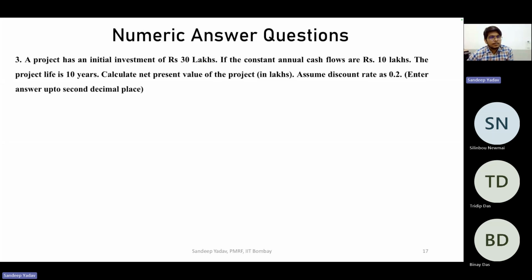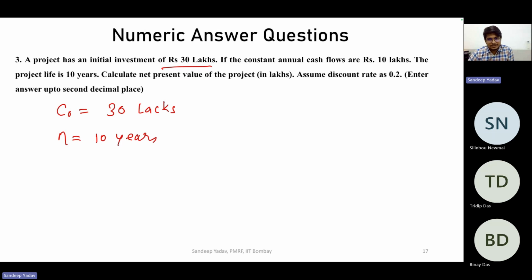It says a project has an initial year investment of rupees 30 lakhs. That's what we call the initial investment, C naught is equal to 30 lakhs. The other constant annual cash flows are 10 lakhs, and the project life is 10 years.